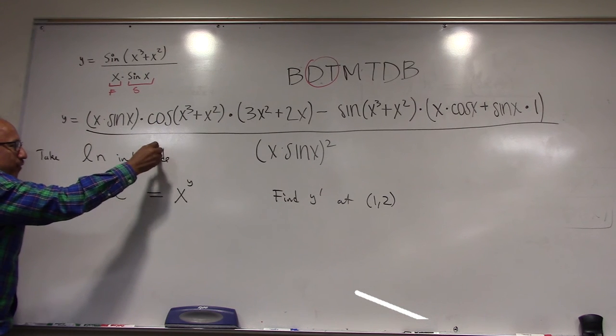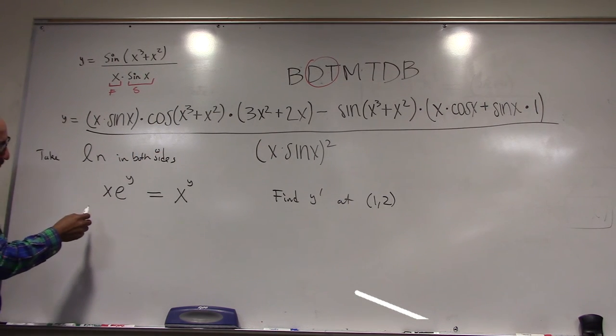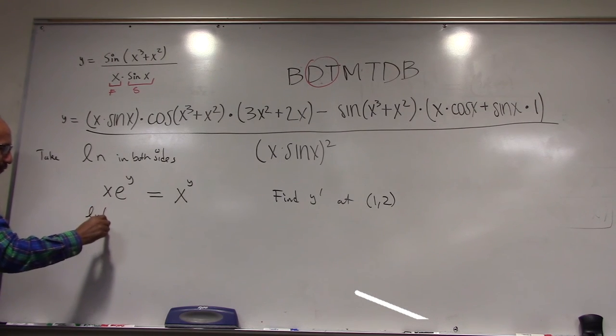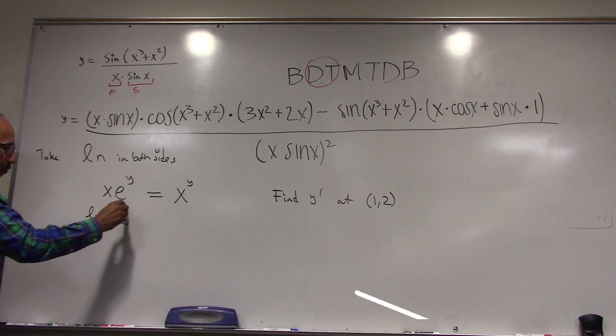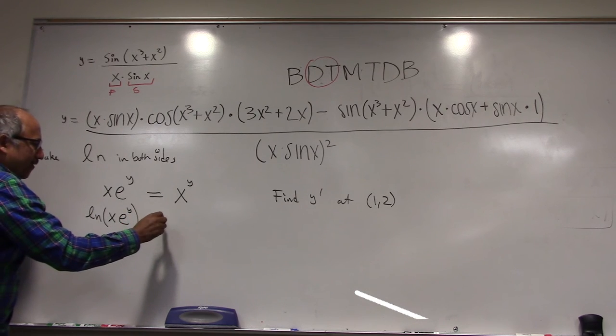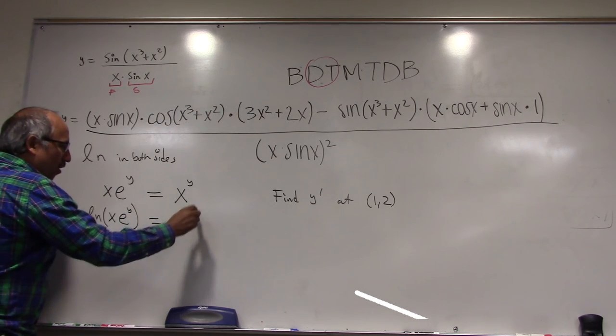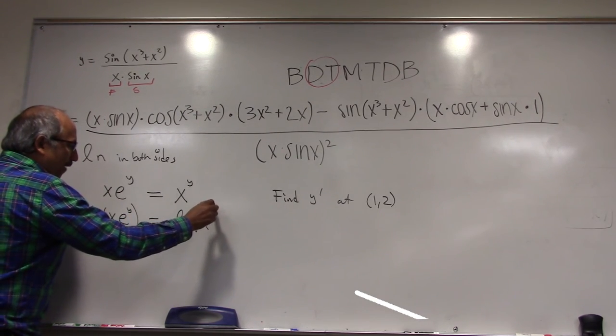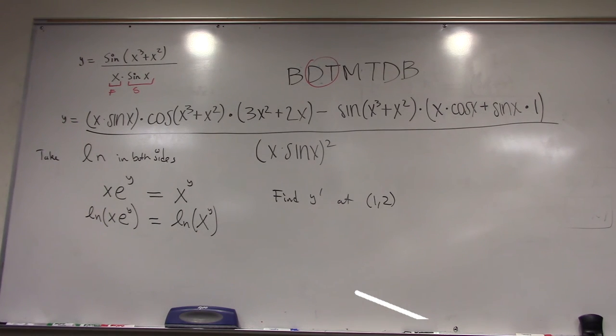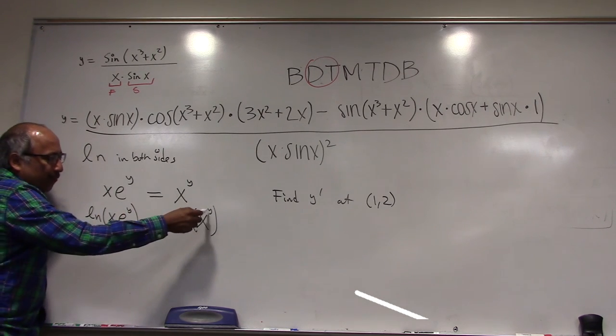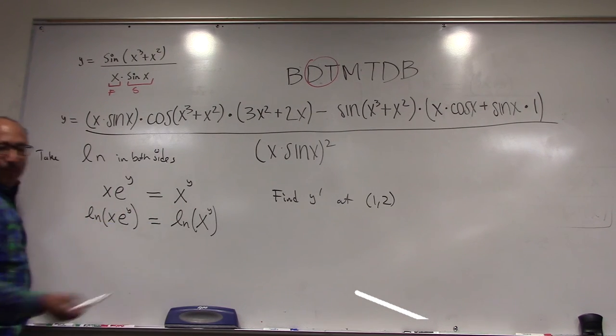So let's go ahead and do it. ln of x e to the y equals ln of x to the y. Then you use the properties. There is a beautiful property right here. Bring the y out.